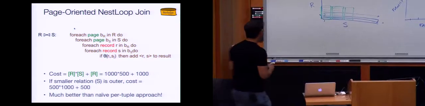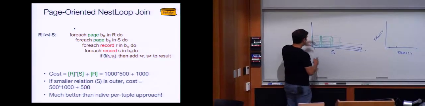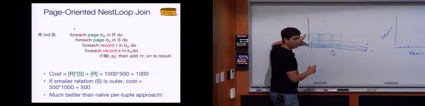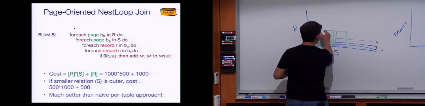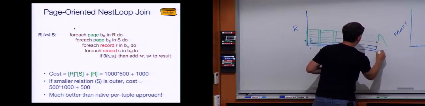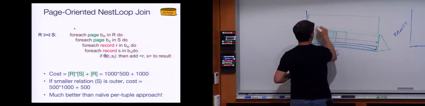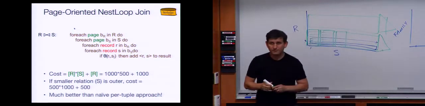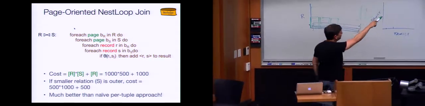Okay, and this way, we read R once, a page at a time, and we actually read S once per page of R, not once per row of R. Right? The number of passes this way, it's like one big fat arrow for the first page of R, another big fat arrow for the second page of R, right?